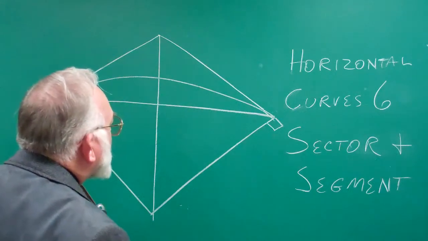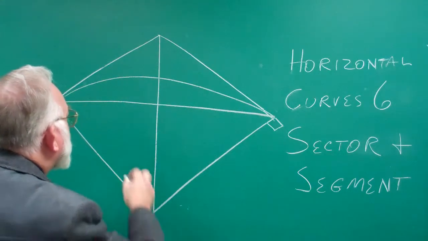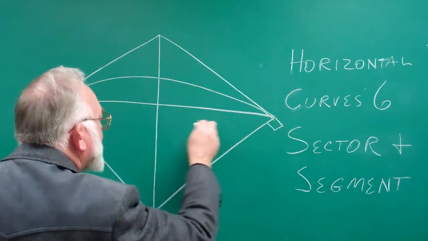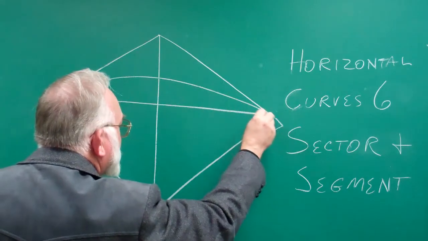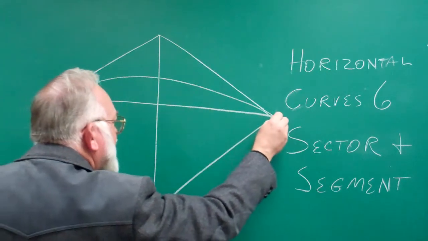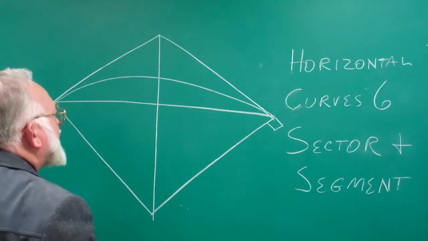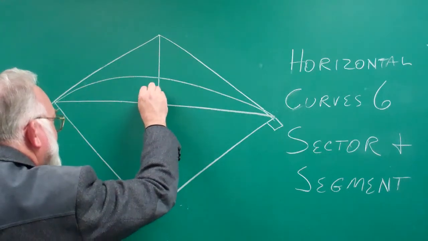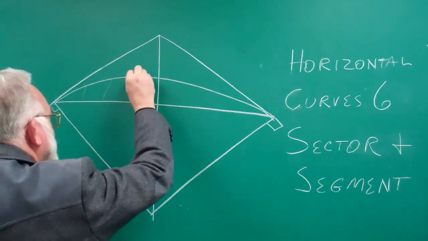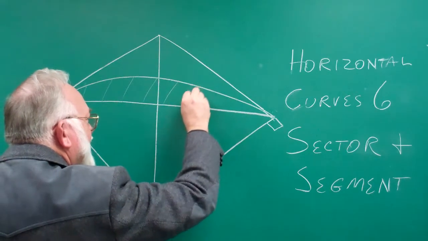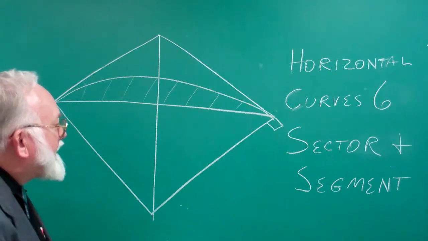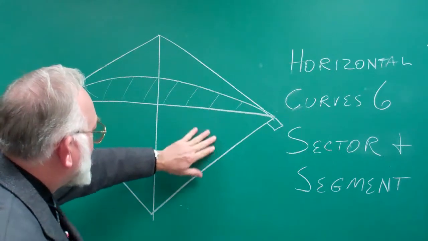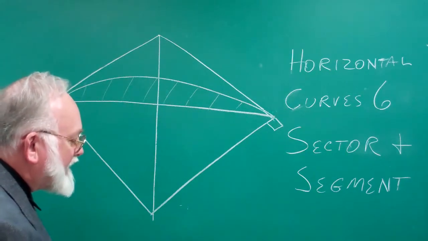Now, if you are staking a pipeline, a big expensive pipeline, and somehow manage not to stake it on the curve, but stake it here from point to point in a straight line, then this area right here is the area you'll probably have to pay for. So you want to be sure you don't do that. That's the segment area. This whole area is the sector.